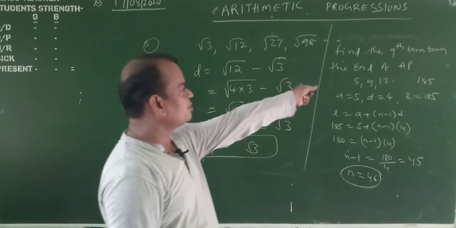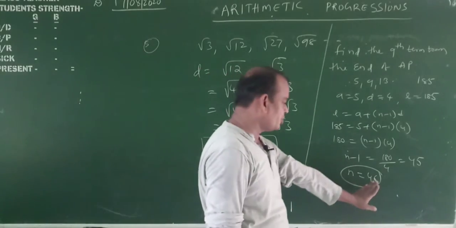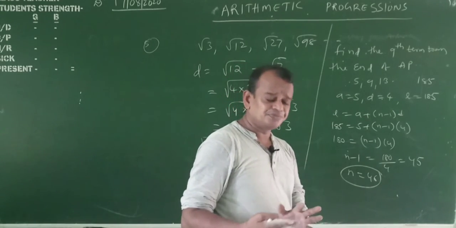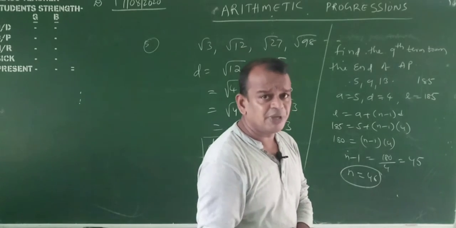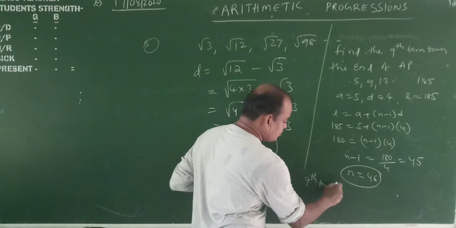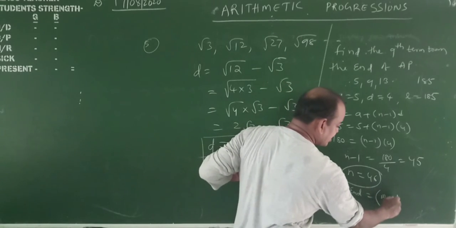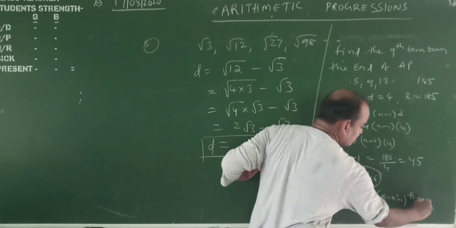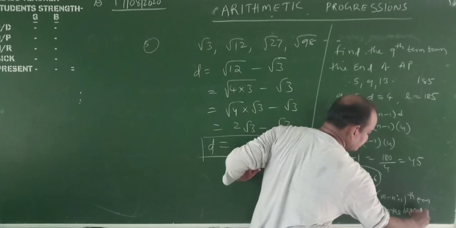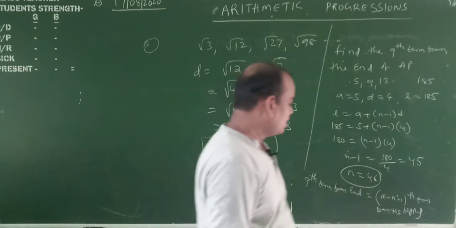Now find the ninth term from the end. The total number of terms is 46. Therefore, the ninth term from the end is the term from the beginning. Observe that the ninth term from the end is equal to the m minus n plus 1th term from the beginning. Both are the same.